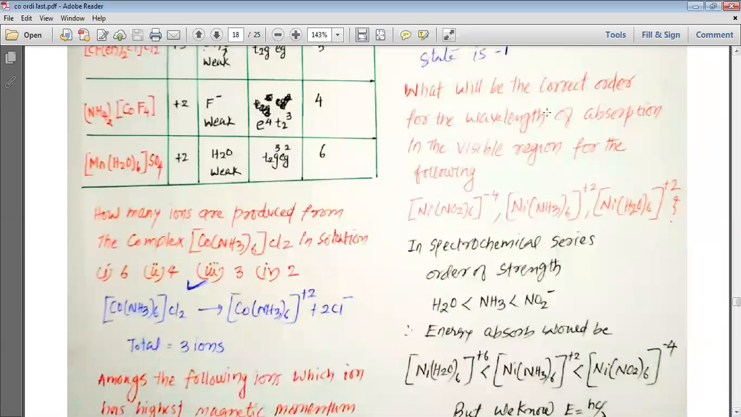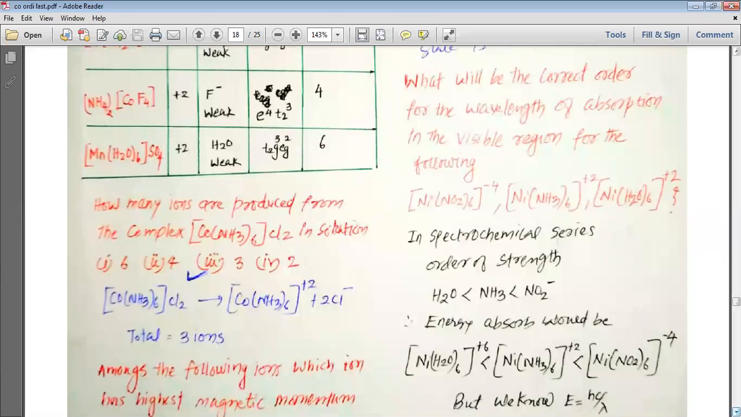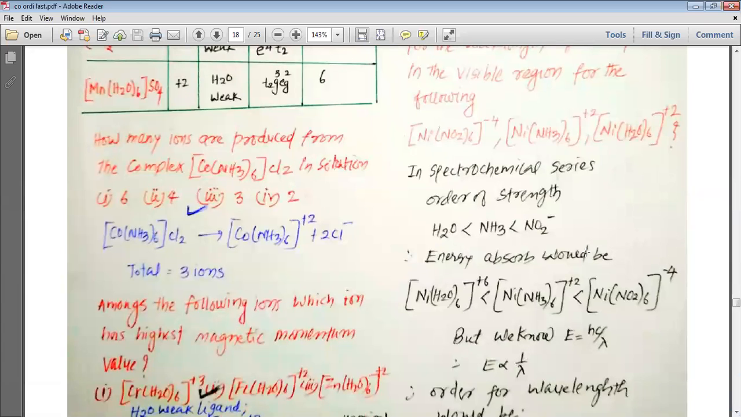Then the next question, what will be the correct order for the wavelength of absorption in the visible region for the following? Here we are given [Ni(H2O)6]+2, [Ni(NH3)6]+2, and [Ni(NO2)6]-4. This is also a very important question which requires a deep understanding. In the spectrochemical series, the order of strength is H2O is weaker than NH3, NH3 is weaker than NO2. Now you may ask me, my dear students, why this NO2, which is not given in the textbook spectrochemical series, I have still made it stronger than NH3.